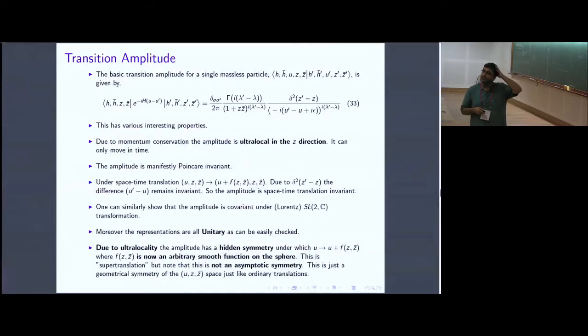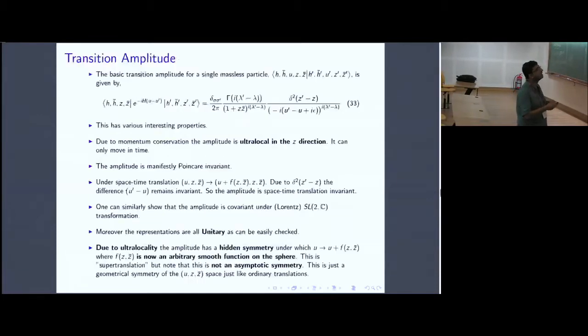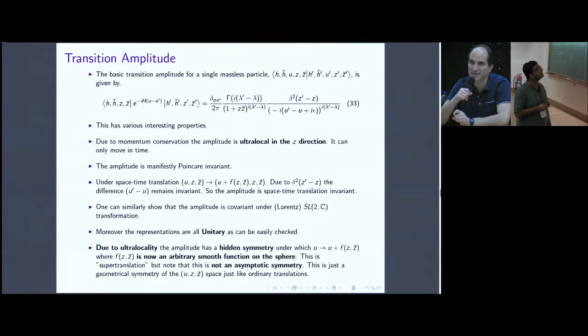In that sense, I have another question. In equation 33, of the overlap between these two, could there be another term that goes like a delta function of u minus u prime?